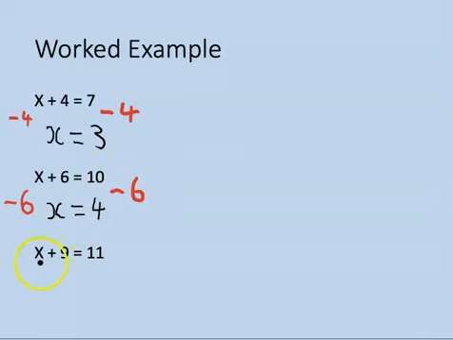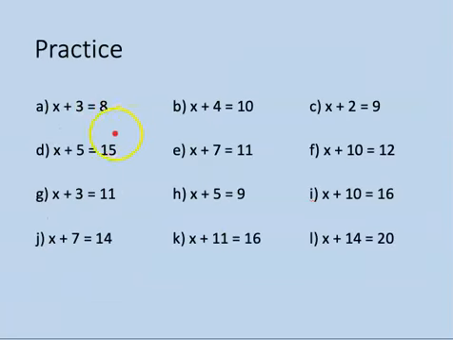And on the bottom, what plus 9 equals 11? It's going to be 2. Because we have to take away which number from both sides? 9. So play the opposite game and it will work for every single one. So have a practice at these ones.